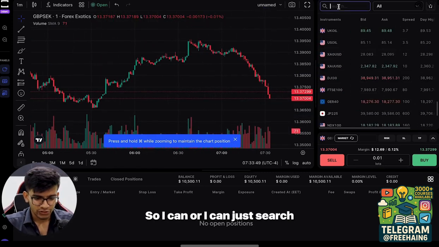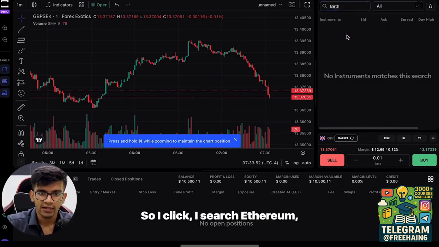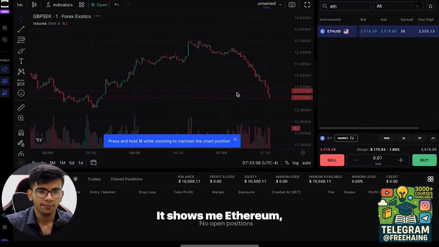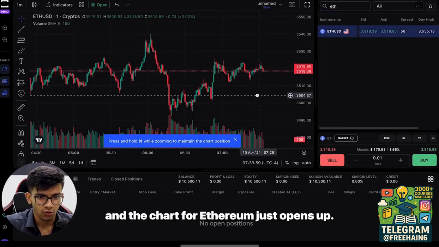So I can just search. Let's say I want to search Ethereum. I type Ethereum in the search bar. It shows me Ethereum, and the chart for Ethereum just opens up.